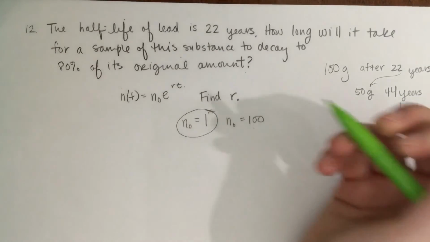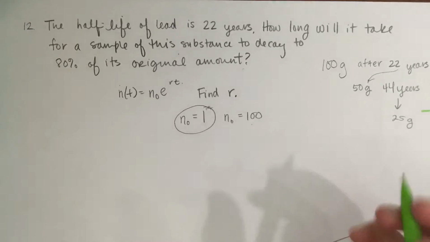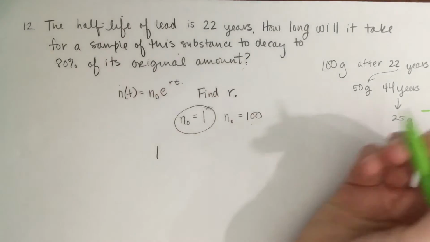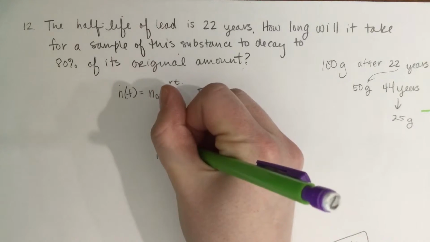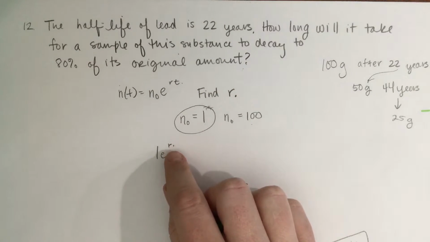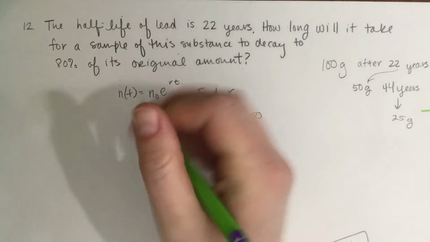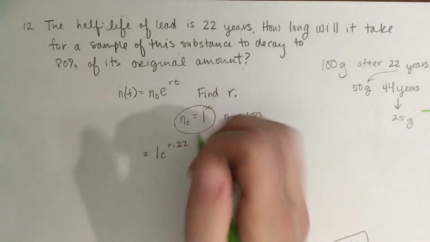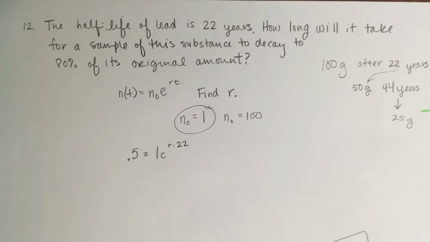This one's always the easier one because it kind of allows you to skip a step. So I'm going to assume that I'm starting off with a unit of 1 something of lead. Now, if I do this, I have 1 times e to the r, but I do not know what my rate is. That's what I'm looking for. But I know after 22 years, it's going to decay to half its original amount, which would have been 0.5.